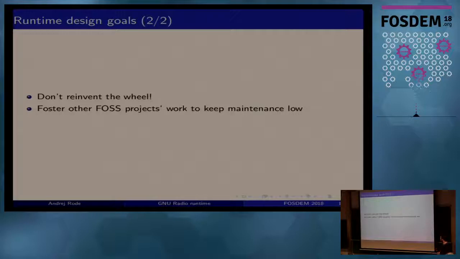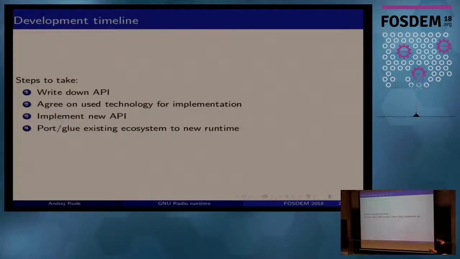Most importantly, we don't want to reinvent the wheel. We want to continue with what GNU Radio has accomplished. And also we want to foster other FOSS projects' work to keep the maintenance low. So we don't want to implement everything ourselves. So using existing libraries, for example, there's a C++ library for the actor model, which we might or might not use to implement a scheduler, or other projects implementing cross-network communications, and yeah, a lot of things to look at.